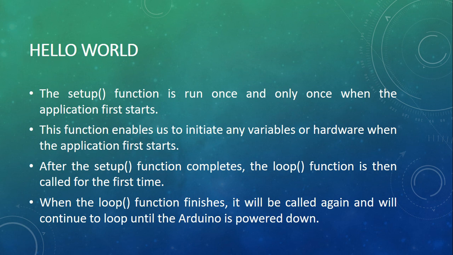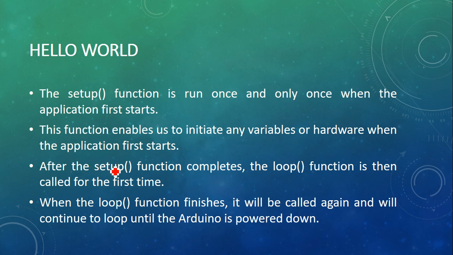So the setup function is run once and only once when the application first starts. As you can remember from the description of the setup function, if you put code inside the setup function, it will run once and only once when the application first starts. This function enables us to initiate any variable. So that's why if you're going to declare any variables, put them inside the void setup when the application first starts. After the setup function completes, the loop function is then called for the first time.